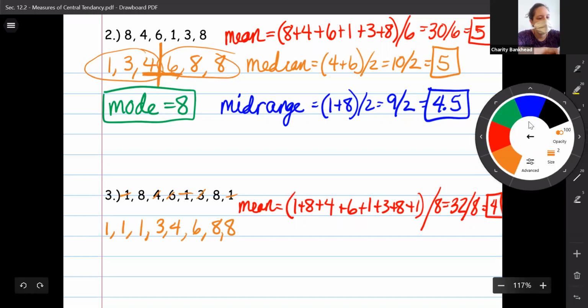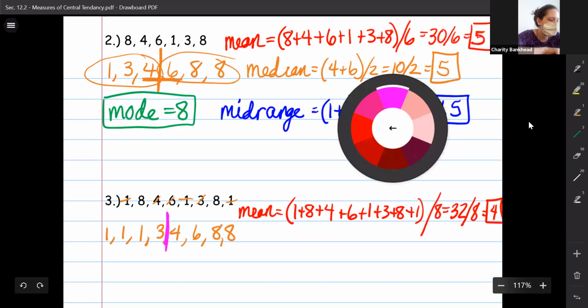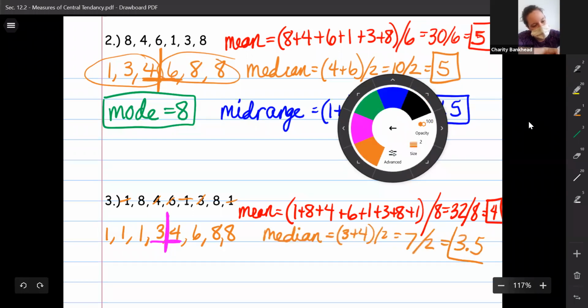All right. So here's the middle in between 3 and 4, basically. So I've got to average the 3 and the 4. Median, we'll do 3 plus 4 and divide that by 2. So that's 7 divided by 2, which is 3.5. So half of the data set is smaller than 3.5, and the other half of the data set is bigger than 3.5.